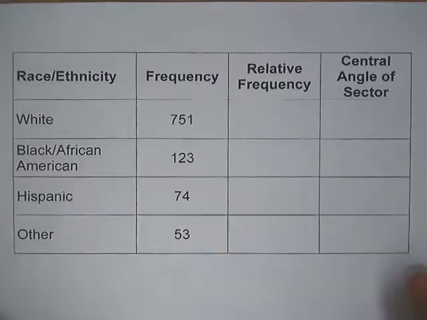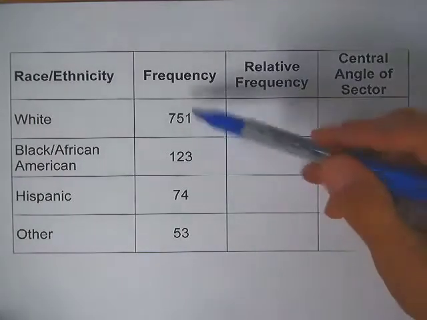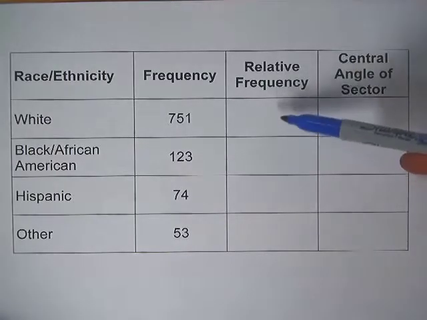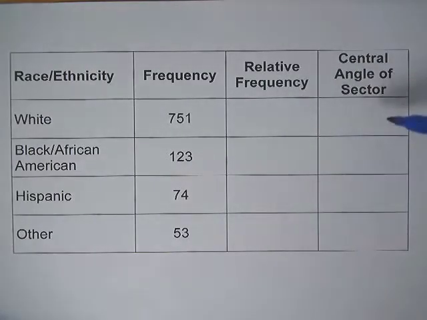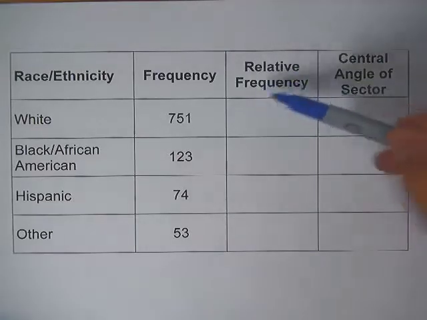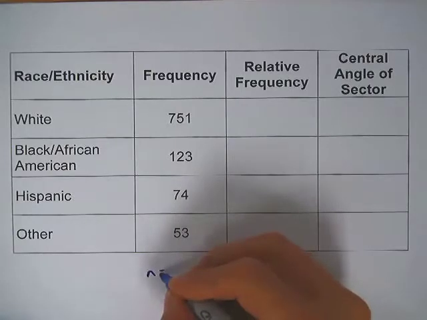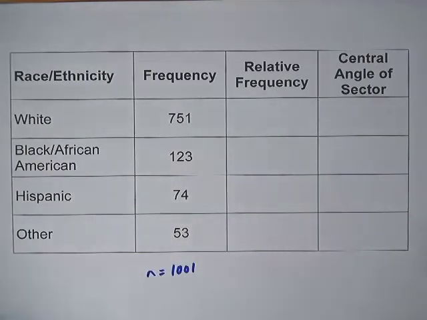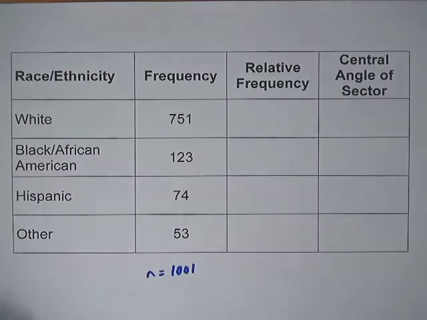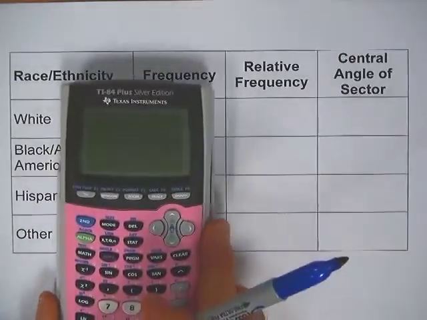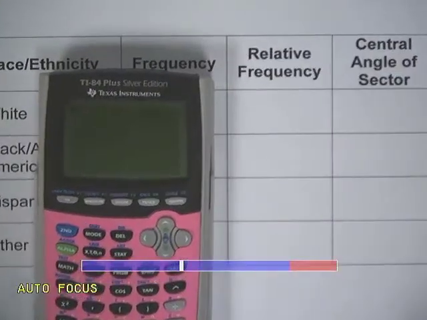All right, so let's use that formula to make a pie chart for our race and ethnicity data. I think it's helpful to write all of this down in a table. We have our frequencies here, and then we're going to calculate the relative frequencies and then the central angles. We calculate relative frequency by dividing the frequencies by n, which was 1001. We then calculate the central angle of the sector by multiplying the relative frequency times 360. I'm going to do those on the calculator, and zoom in a little bit so that you can see.